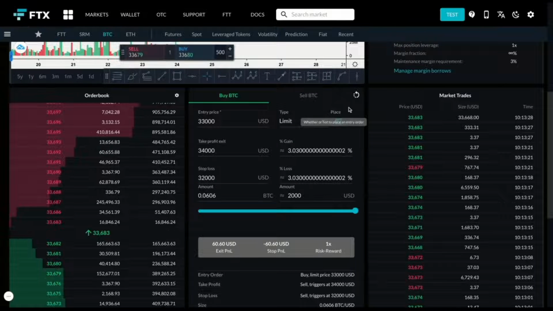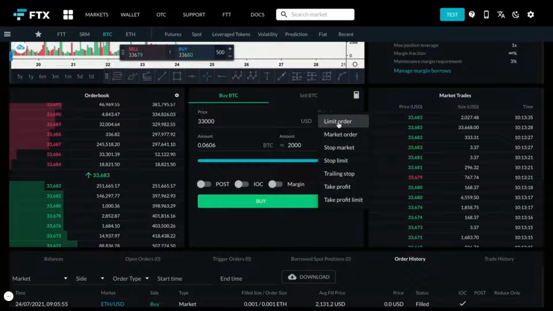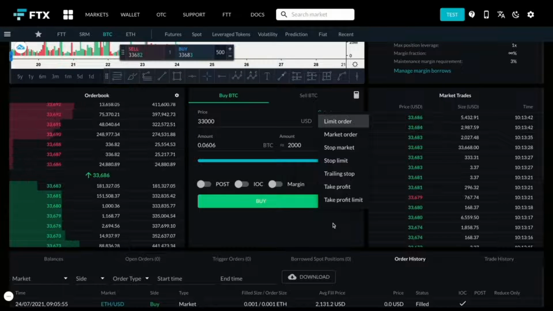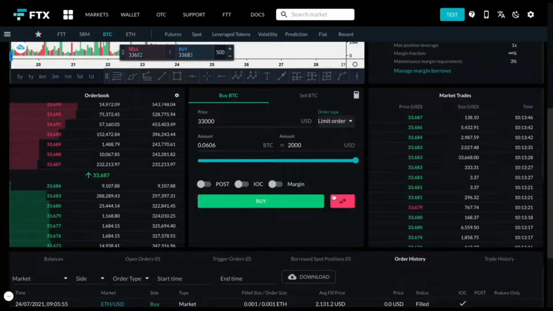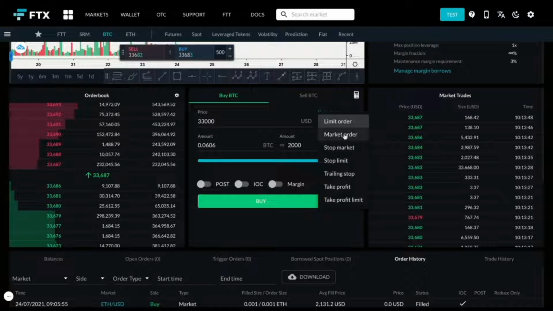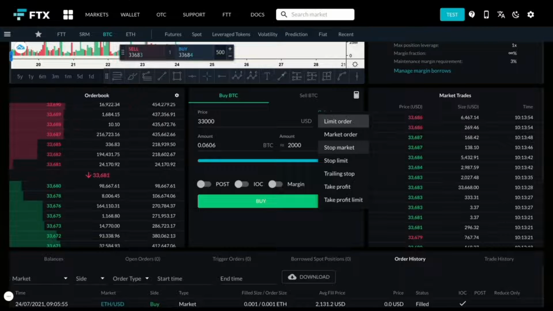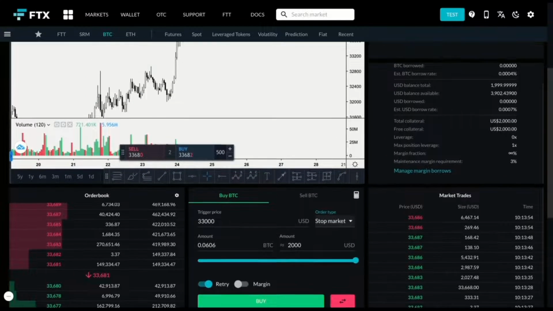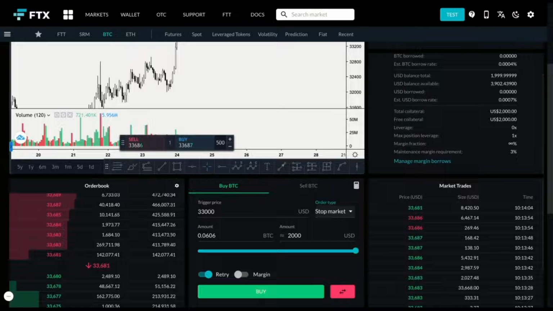So limit versus market. Then there are a number of different orders based upon other actions that you want to take in the market. Okay, so these are important to understand and important to know what they mean. So we'll go through them in order. So you've got a stop order. Okay, a stop doesn't just apply to price going down. A stop can also be used for price going up.